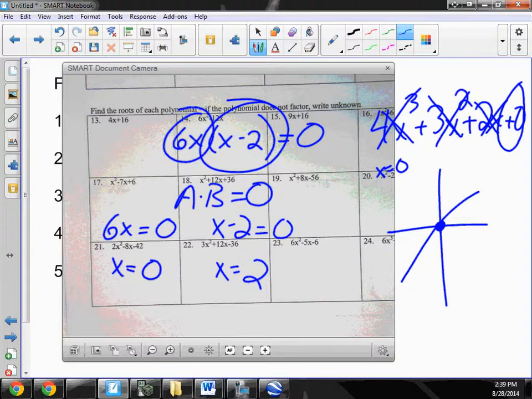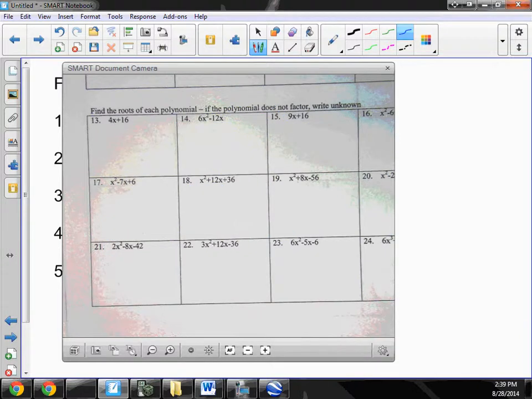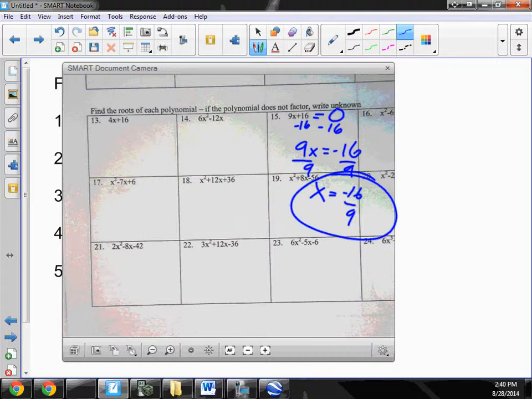Okay, number 15 is prime. Can we still find the root? Can we set it equal to 0 and solve it? 9x plus 16 equals 0, so 9x equals negative 16. Divide by 9, x is negative 16 ninths. That was easy. I just solved for x.